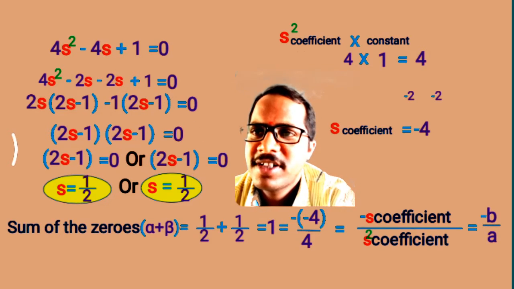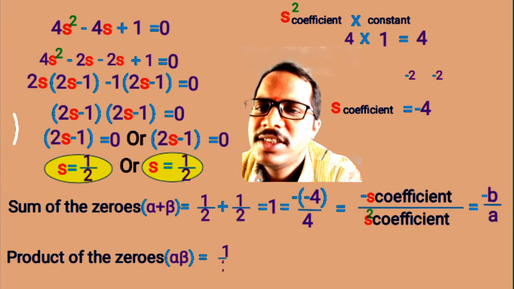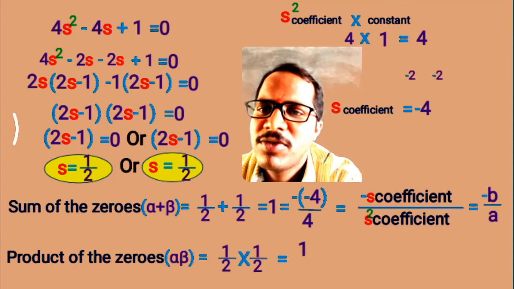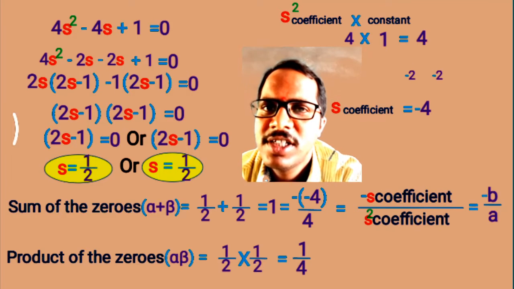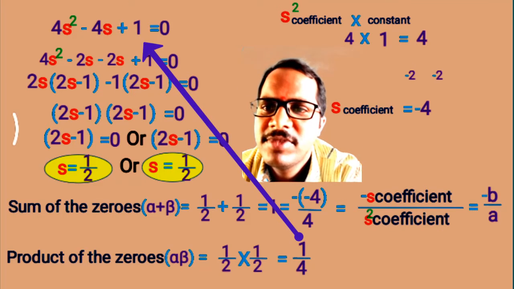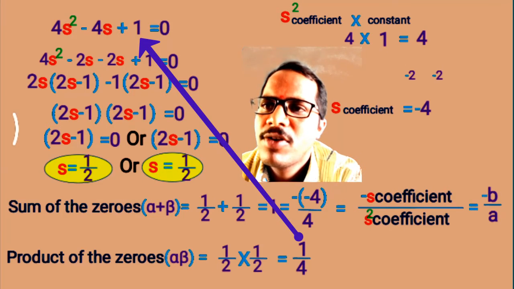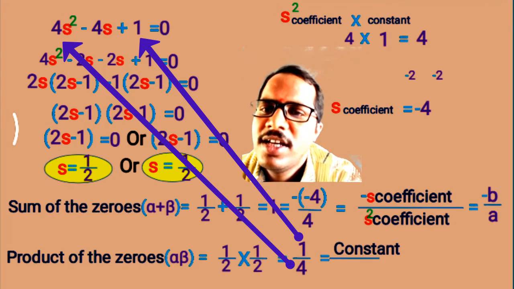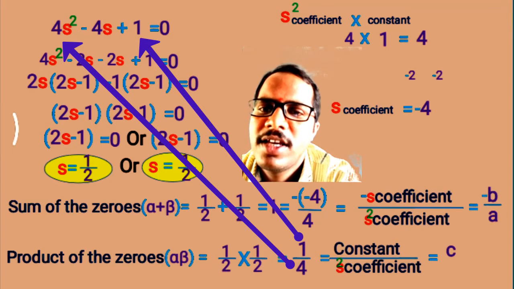Now let us verify the product of the zeros, that is alpha into beta. Here alpha is 1 by 2 and beta is also 1 by 2. So by multiplying 1 by 2 and 1 by 2, we get the product as 1 by 4. If we observe this fraction, the numerator is related to the constant term, and the denominator, 4, is related to the coefficient of x square. So we can write this as constant by x square coefficient, which is nothing but c by a.